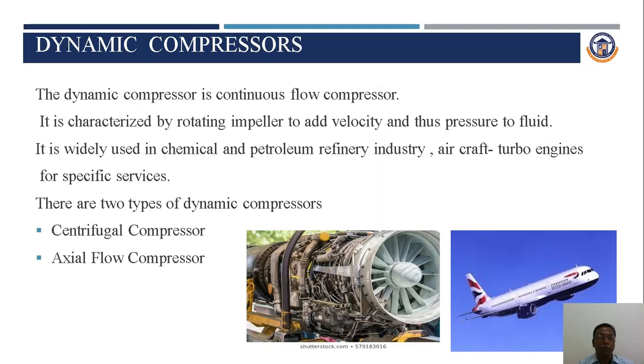Now, what is meant by a dynamic compressor? The dynamic compressor is a continuous flow compressor. It is characterized by a rotating impeller to add velocity and thus pressure to the fluid. It is widely used in chemical and petroleum refinery industries, aircraft and turbo engines for specific services. Dynamic compressors are especially used for aircraft applications. There are two types of dynamic compressor, known as centrifugal and axial compressors. Related to the thermal turbo machine, we concentrate more on centrifugal and axial flow compressors.